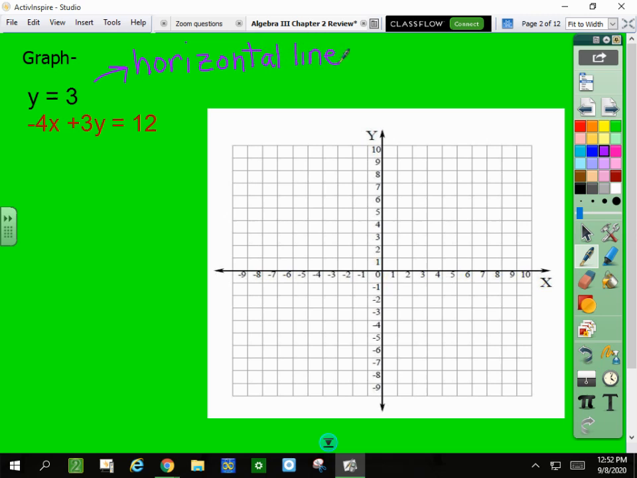For every horizontal line, the slope is always 0. If you all were sitting in here, I would be asking you, and hopefully someone would remember. So for y equals 3, we would go on the y-axis to 3 and draw a horizontal line. That's ugly, but y equals 3.